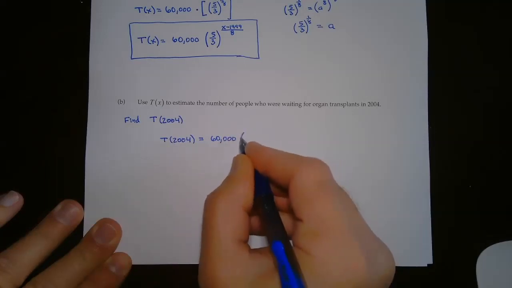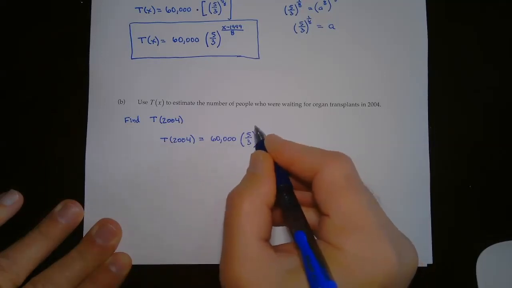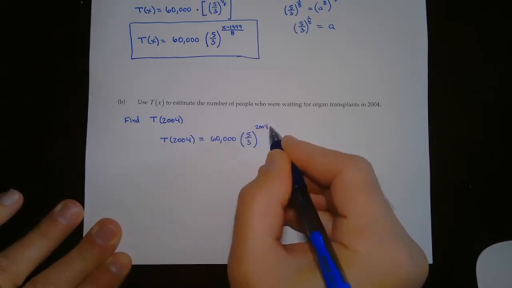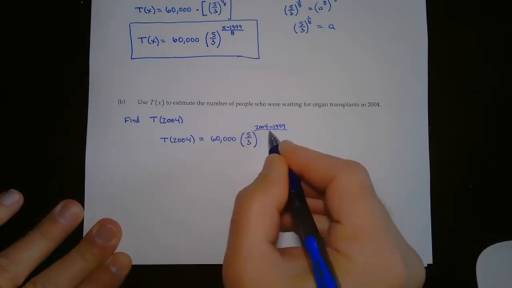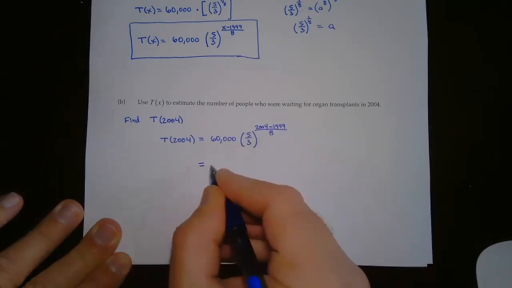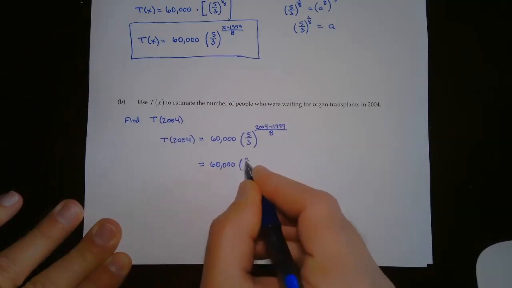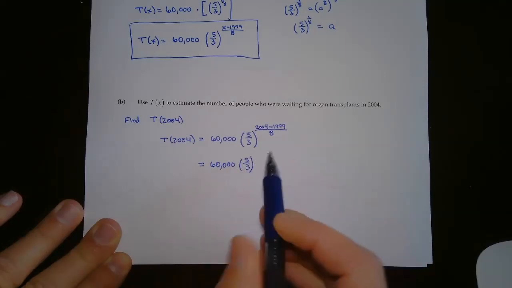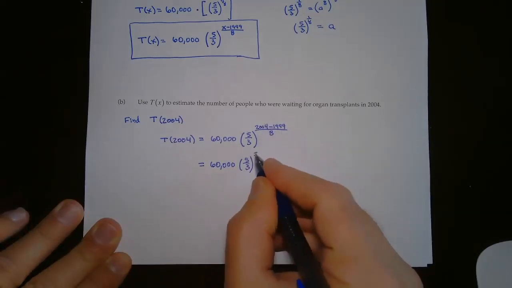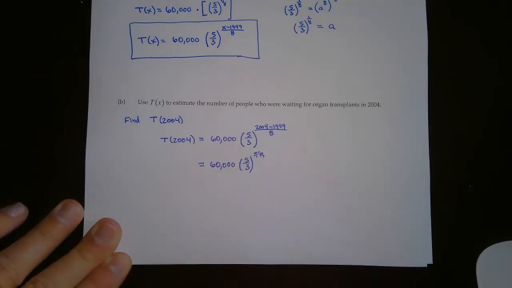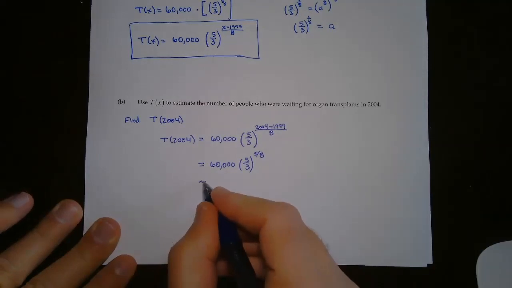T of 2004 would equal 60,000 times 5/3 raised to the 2004 minus 1999 over 8 power. So that would be 60,000 times 5/3 raised to the, and 2004 minus 1999 is 5. So this is going to be raised to the 5/8 power. Now we're going to put this into our calculator and get an estimate for how many people were waiting.